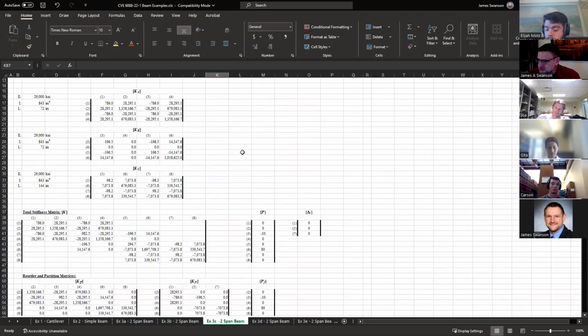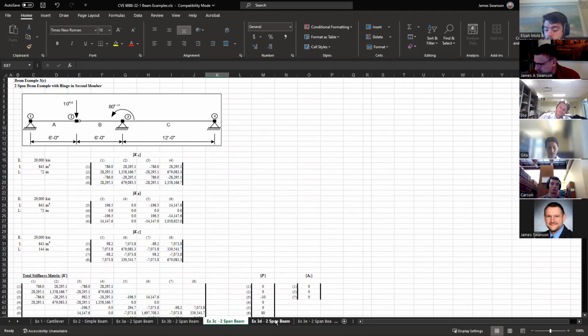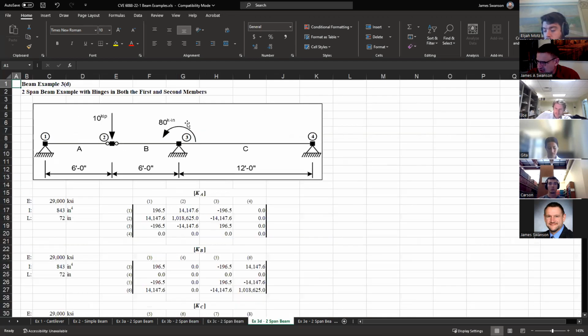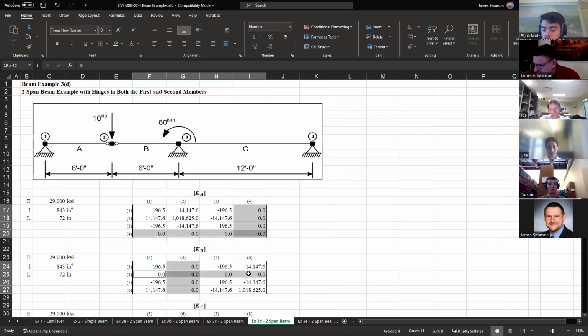Now, one thing that you can't do, I've been preaching this right along, is that you can't put a pin in on both sides of that node. So if we put a release in on the right end of member A and on the left end of member B, you can see here that I've got that reflected like this, right? So we've got two member stiffness matrices that are adjusted to reflect that release.